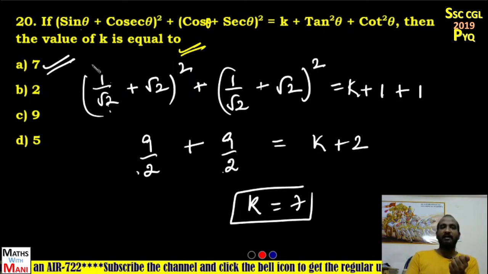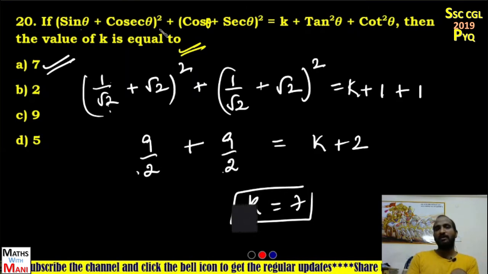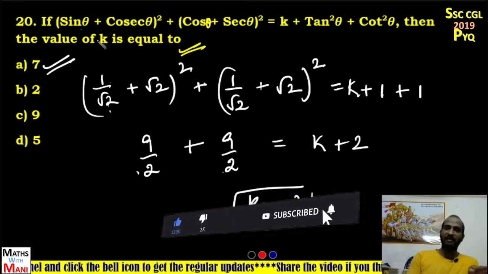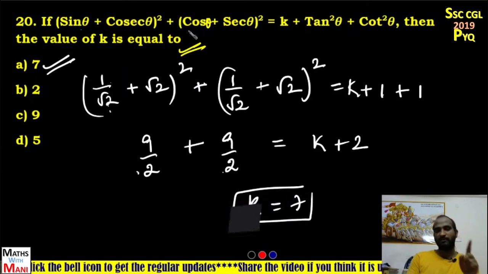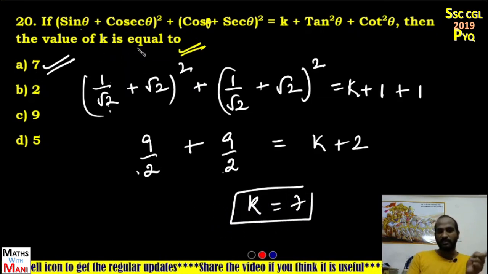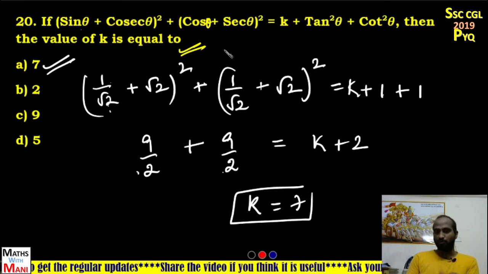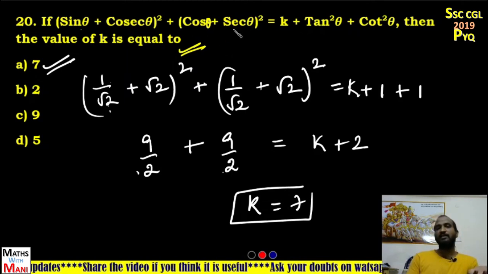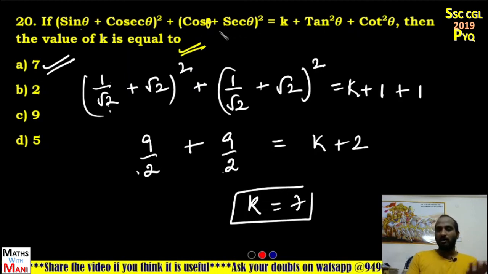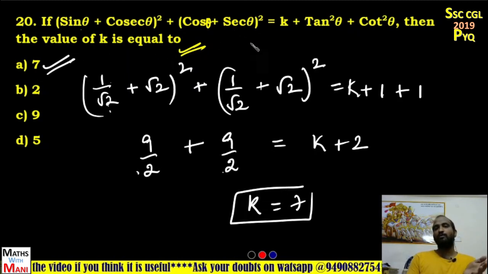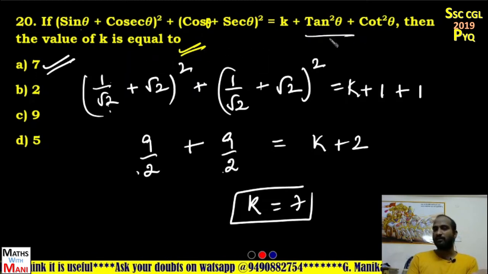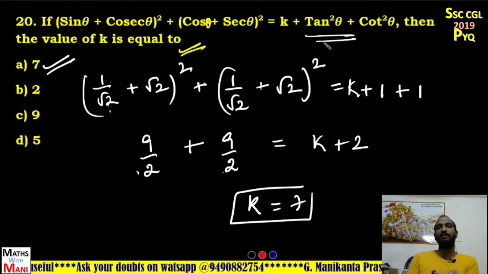Now I have to expand this: sin square theta plus cosecant square theta plus 2 sin theta cosecant theta plus cos square theta plus secant square theta plus 2 cos theta secant theta. Again writing it down, sin square theta plus cos square theta is 1, and 2 sin theta cosecant theta is 2, 2 cos theta secant theta is 2, and cosecant square theta can be written as 1 plus cot square theta and secant square theta is written as 1 plus tan square theta. Now 1 plus 1 plus 1 plus 1 plus 2 plus 2 is 7. 7 plus tan square theta plus cot square theta is equal to k plus tan square theta plus cot square theta.